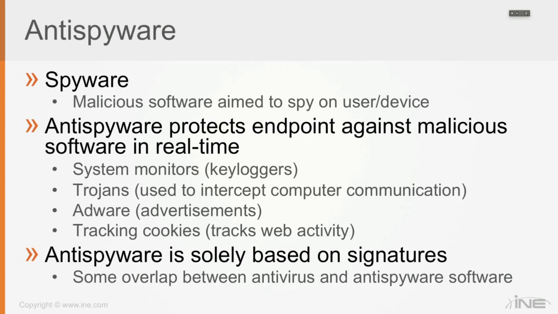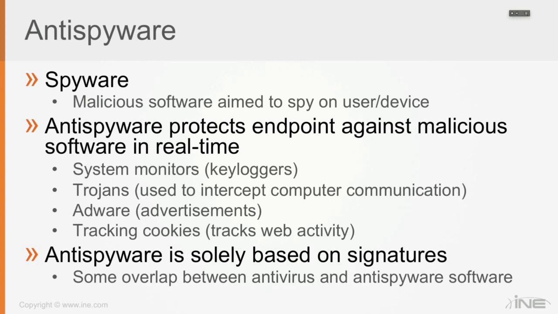Anti-spyware is solely based on signatures. And of course, as you can see, even in spyware we have Trojans and keyloggers, for example, which are pretty much malware. The Trojan is of course a kind of malware, but because this malware is actually aimed to spy, it falls under the category of spyware.